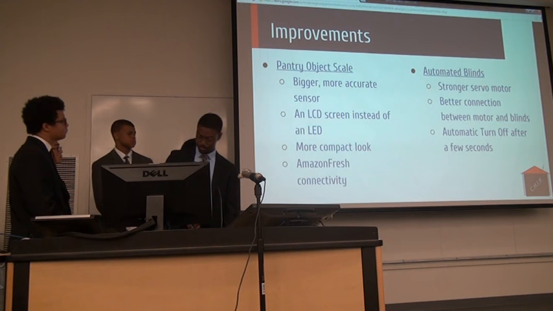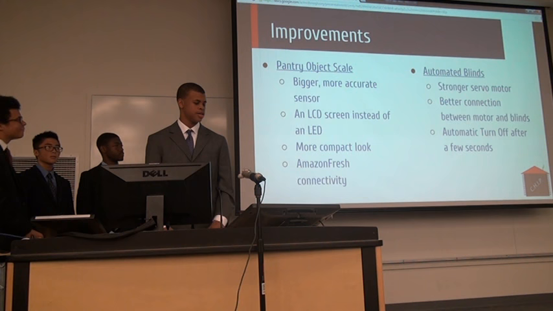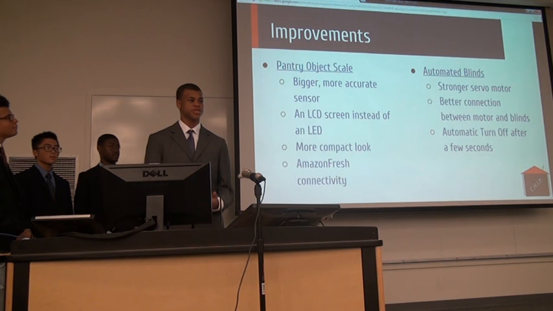Now, obviously, these products that we came up with aren't perfect. They're not shelf-ready either. So here are a few improvements that we could have made. For the pantry object scale, we could have had a bigger, more accurate sensor. You saw that the entire thing was cardboard, and that we had a cardboard piece where the box stood. With a bigger, more accurate sensor, we wouldn't need that.